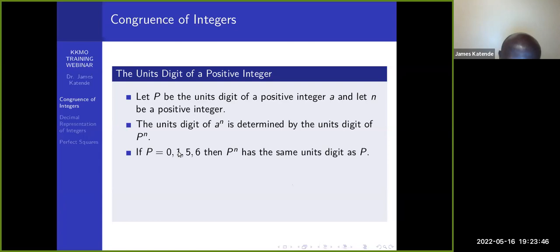Now, if the units digit is one of these, if it's either 0, 1, 5, or 6, then p raised to n has the same units digit as p. Basically what it means is that if you have 1 raised to n, the units digit of 1 raised to n will be 1. The units digit of 5 raised to n will be 5. And the units digit of 6 raised to n will also be 6. So it will be exactly the same. If this is the last units digit, then p^n will have exactly the same units digit.